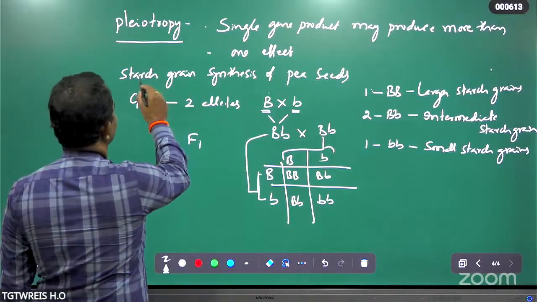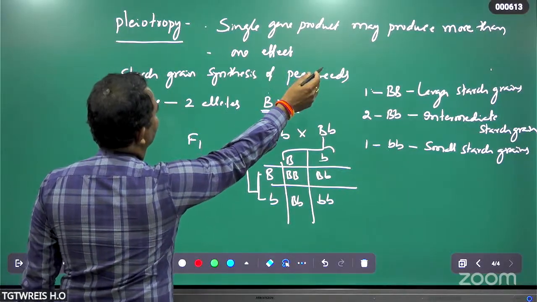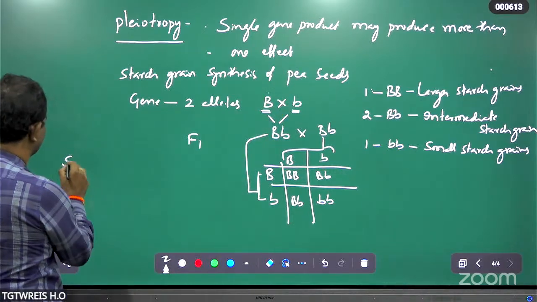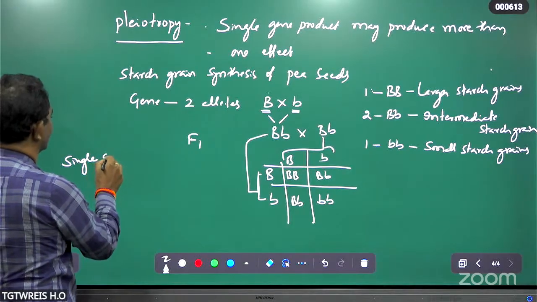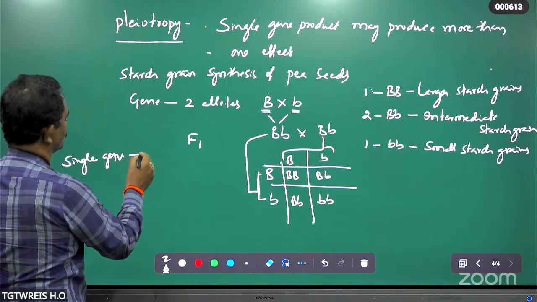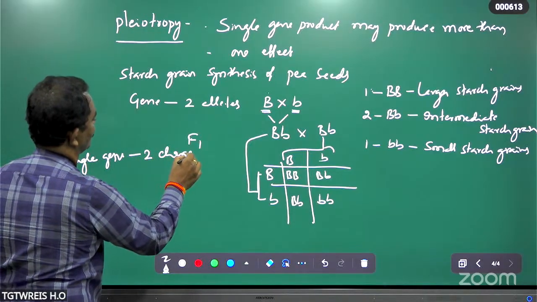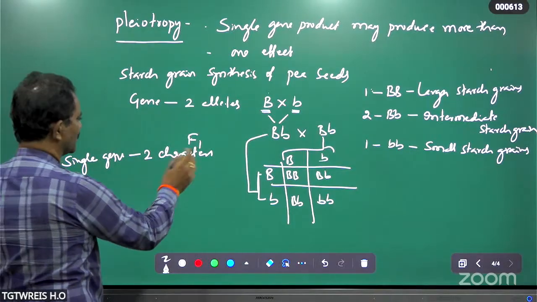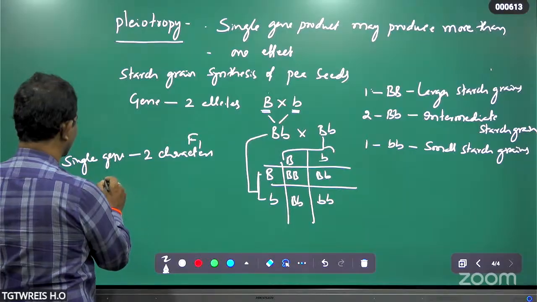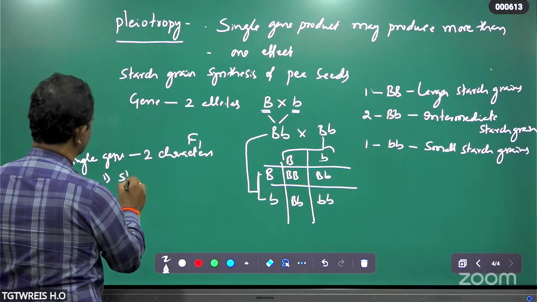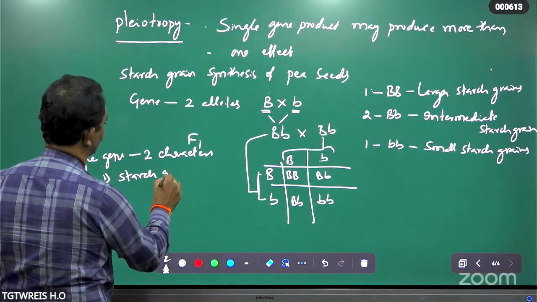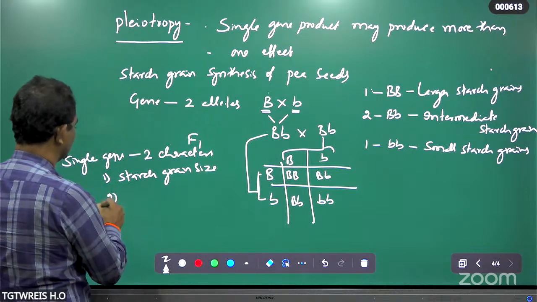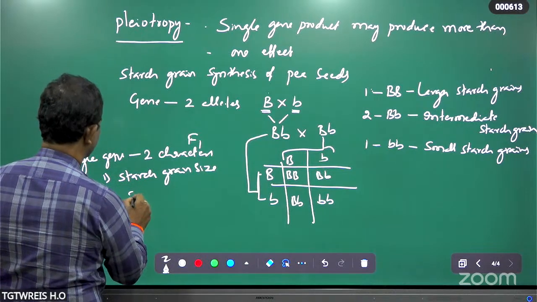Here, what are the two characters? A single gene product may produce more than one effect. That means a single gene controls two phenotypic characters. What are the two phenotypic characters? One is the size of the starch grain. The second character is the shape of the seed.